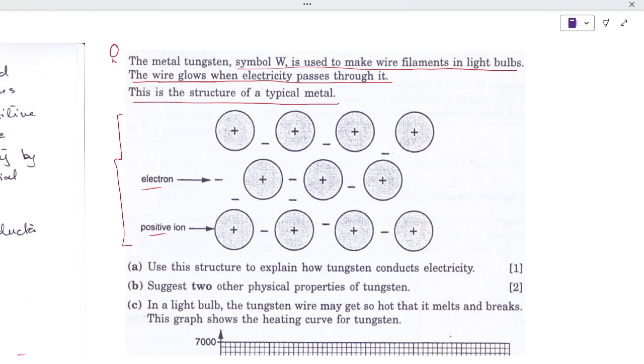Part A, it asks, use this structure to explain how tungsten conducts electricity. Part B suggests two other physical properties of tungsten, and C is the graph which I am going to discuss along with its answer.